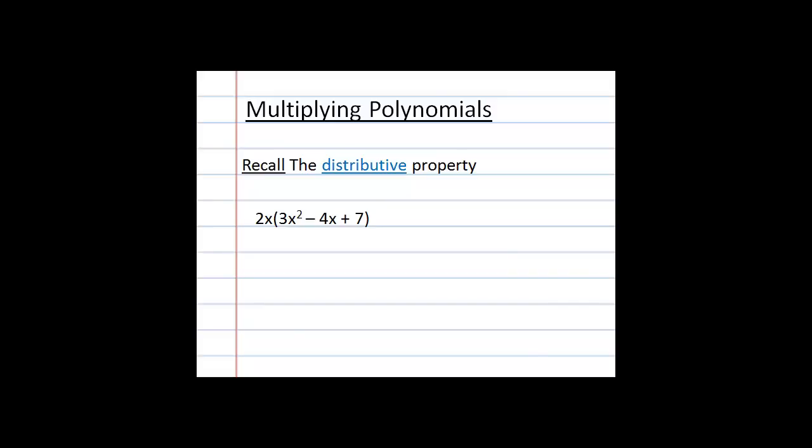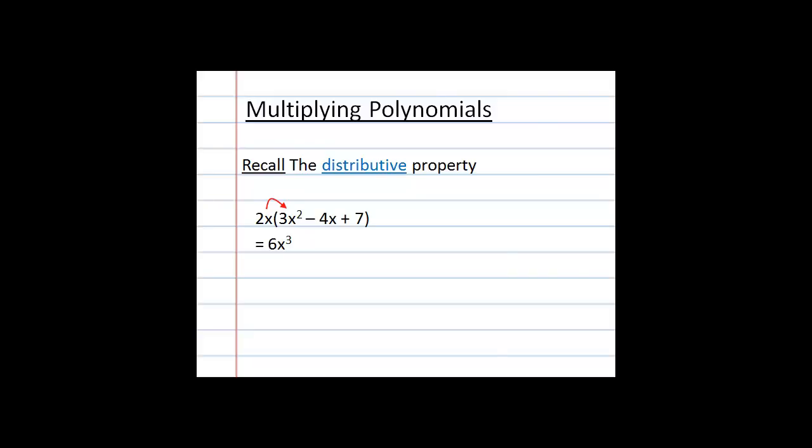So instead what we're going to do is we're going to take the monomial outside and we're going to multiply it into the bracket. Okay? So using the distributive property, what that means is I'm going to take that first term and I'm going to multiply it by the first term in the bracket, which is the 3x squared. So 2x times 3x squared, that's going to give me 6x cubed.